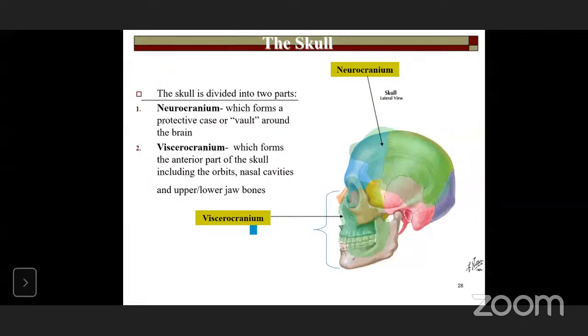The skull is mainly divided into two parts: the cranium, that is called the neurocranium, which is a cranial vault that protects the brain, and the viscerocranium. Viscerocranium means the face, the part of the cranium which is present in the face, which forms the orbit and the nasal cavities.